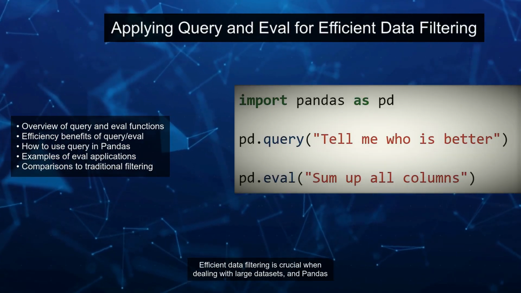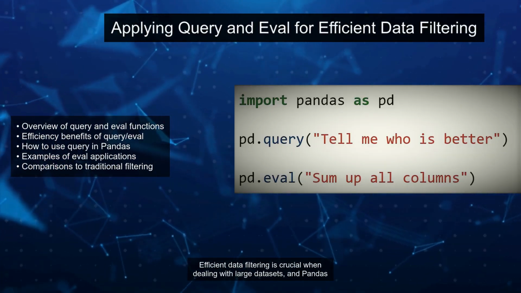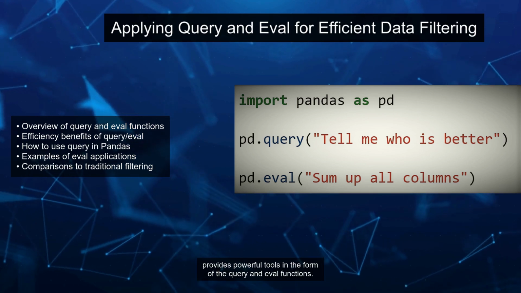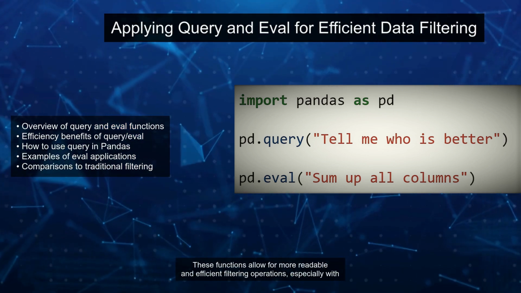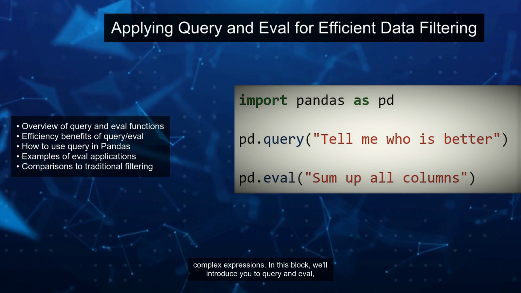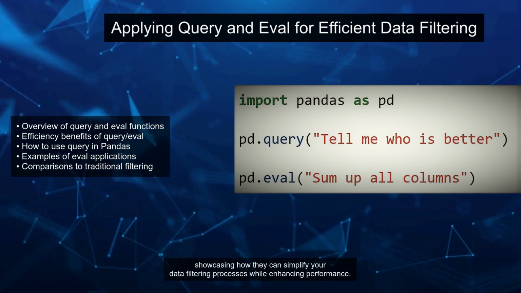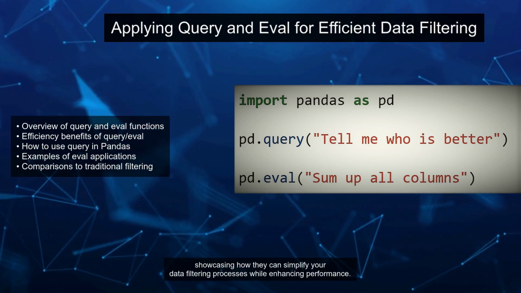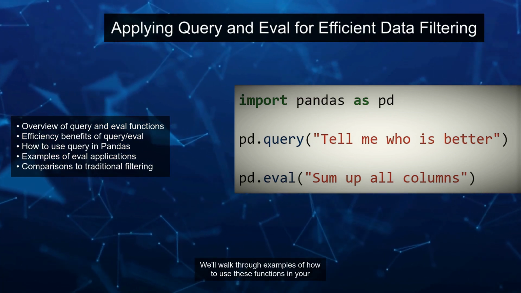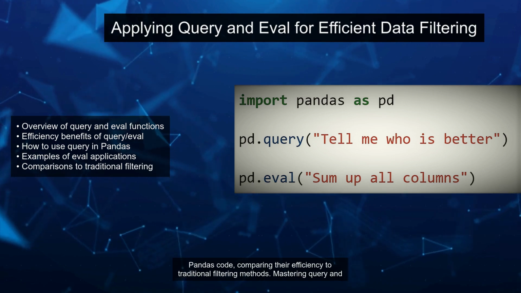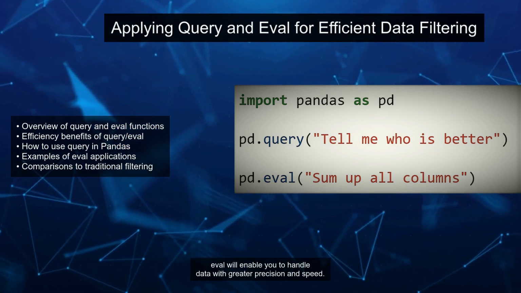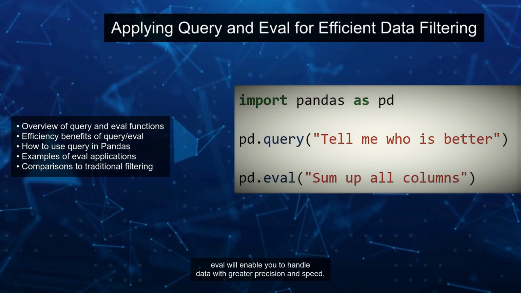Efficient data filtering is crucial when dealing with large datasets, and Pandas provides powerful tools in the form of the query and eval functions. These functions allow for more readable and efficient filtering operations, especially with complex expressions. In this block, we'll introduce you to query and eval, showcasing how they can simplify your data filtering processes while enhancing performance. We'll walk through examples of how to use these functions in your Pandas code, comparing their efficiency to traditional filtering methods. Mastering query and eval will enable you to handle data with greater precision and speed.